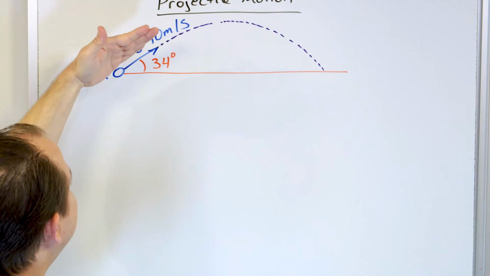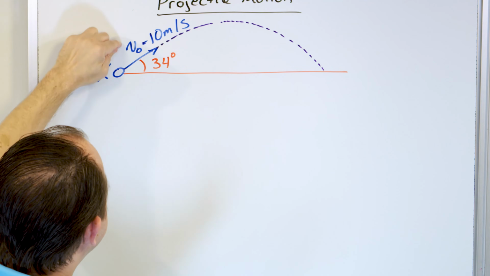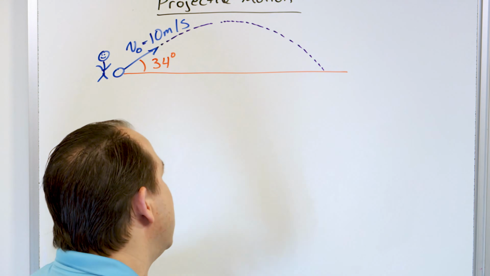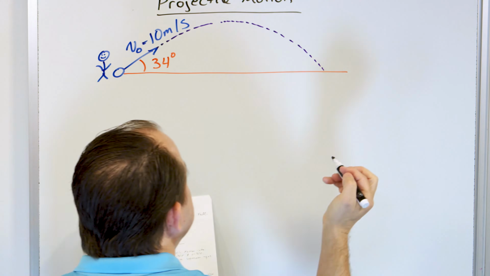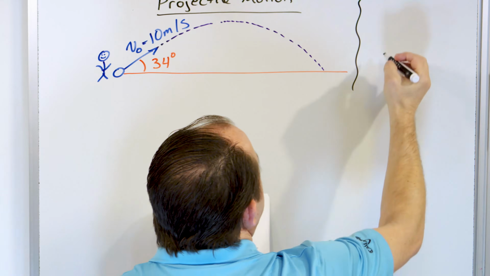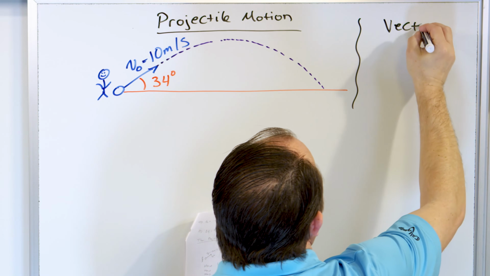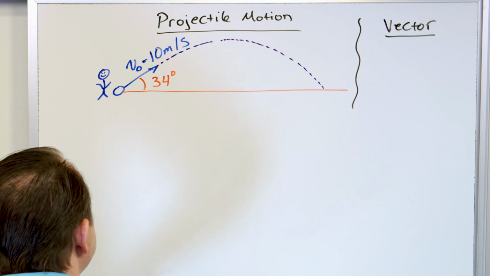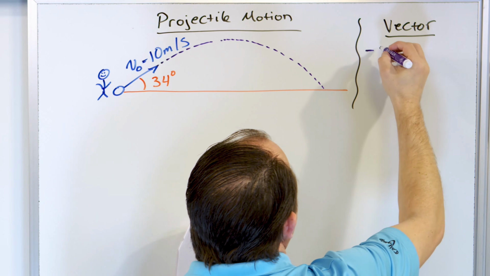Now, we're able to do this by treating the x motion and the y motion separately because velocity is what we call a vector quantity. So let me go over here. I will write down some examples of vectors, which are very, very important. So what are some examples of vectors? Well, velocity.